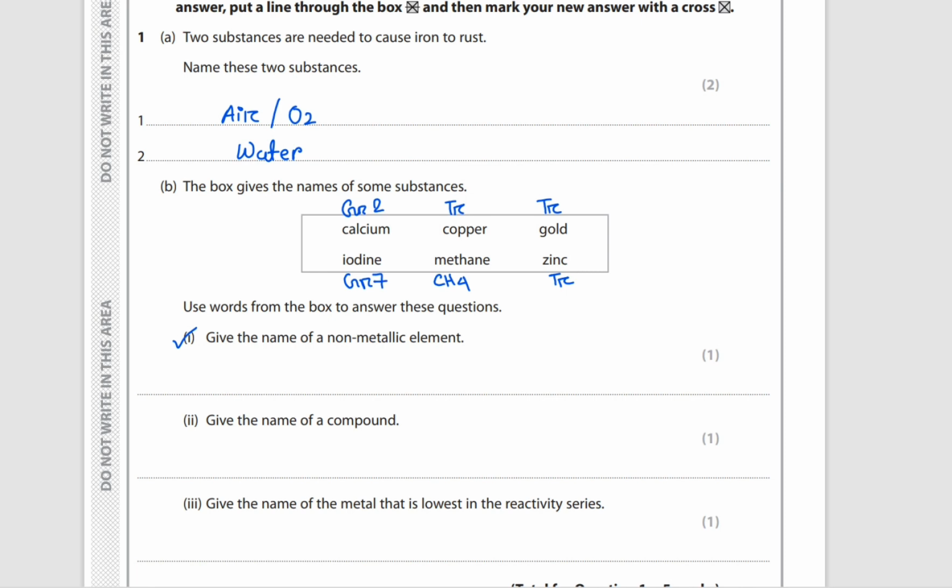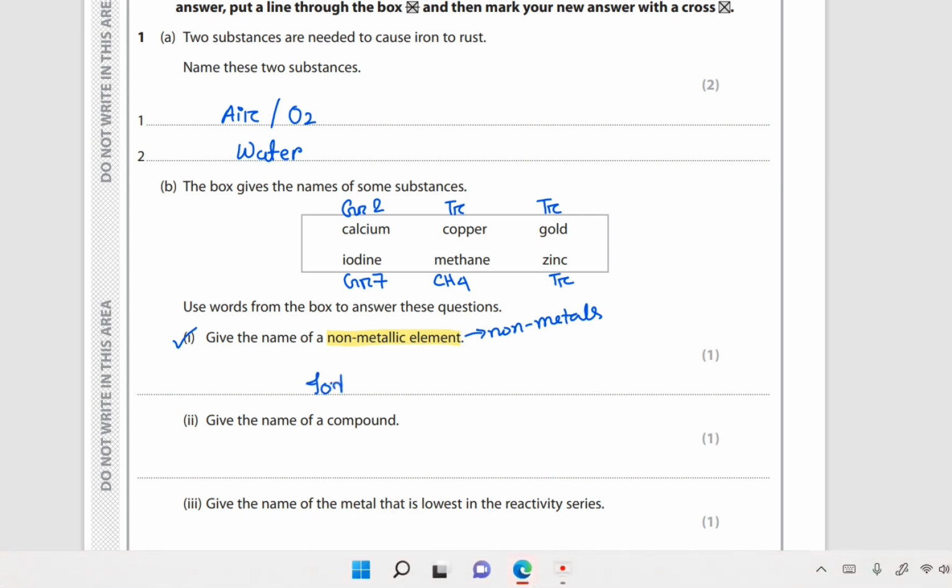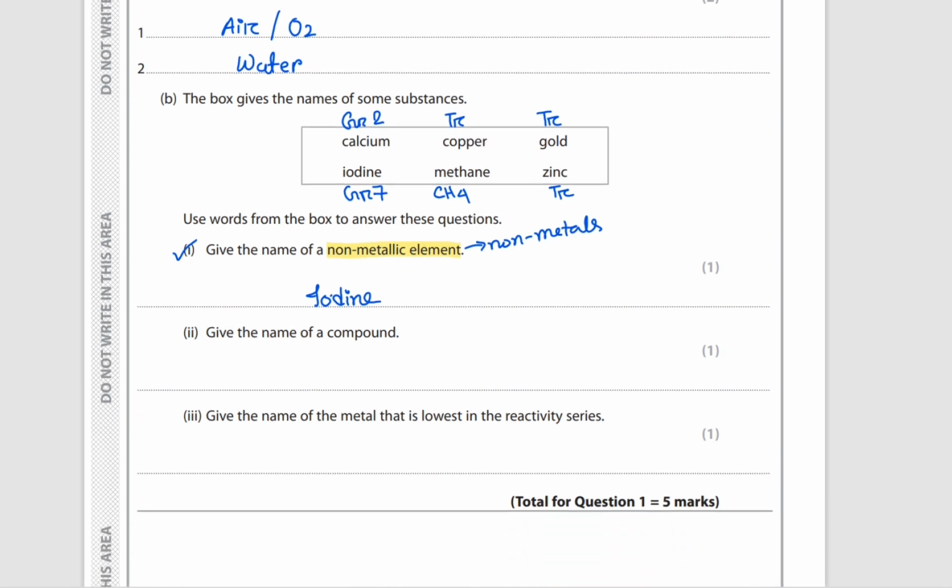So our question part B1 says give the name of a non-metallic element. Non-metallic elements basically indicate non-metals. From this entire box, the only non-metal is iodine, which belongs to group 7. So the answer is iodine. Moving to part 2, give the name of a compound. We have already seen that CH4, methane, is the only compound inside the box, so the answer should be methane.